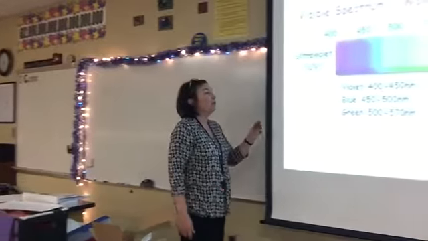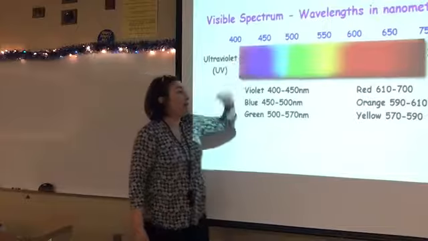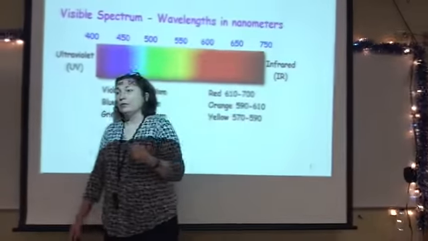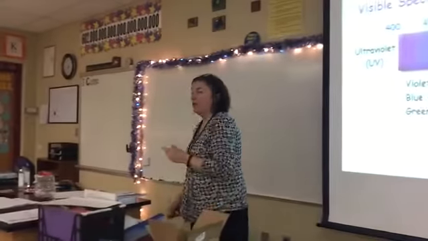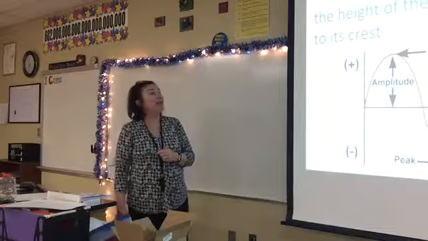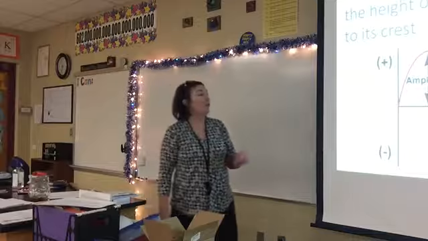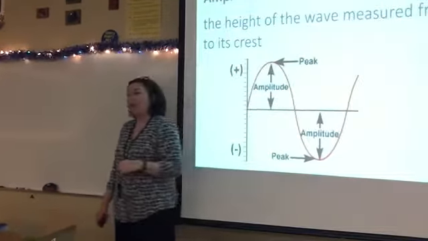This is our visible spectrum in nanometers. Blue has about 400 nanometers, and red is 750. This is the only part of the electromagnetic spectrum we can see, and we'll come back to this. Amplitude is the height of the wave. It's measured from the origin to its crest. It's how high a wave goes.